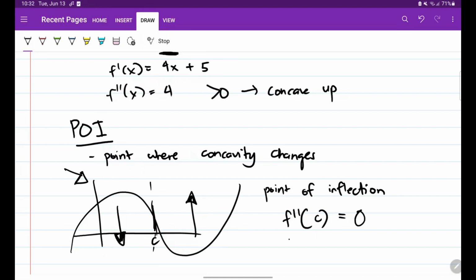And another thing is that if the second derivative evaluated at c does not exist, okay? Meaning we also have another possible point of inflection. Okay? So, yun lang naman.